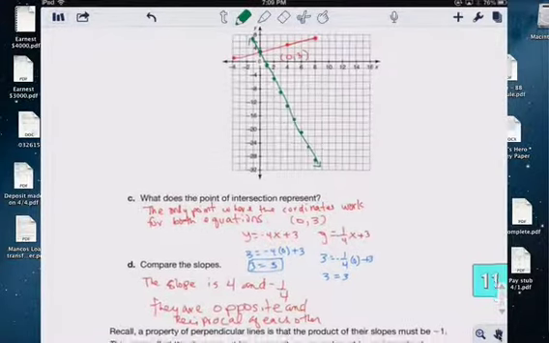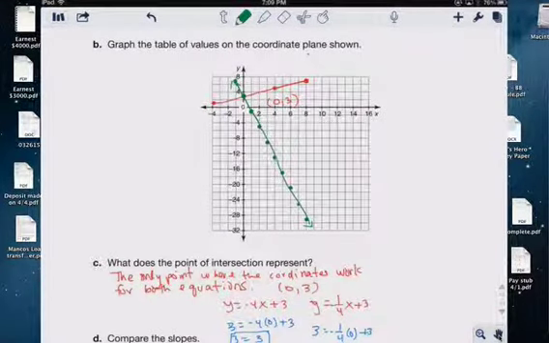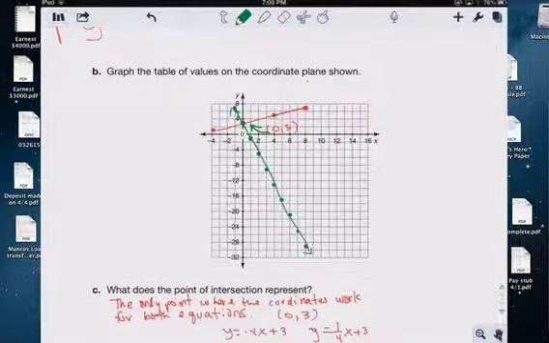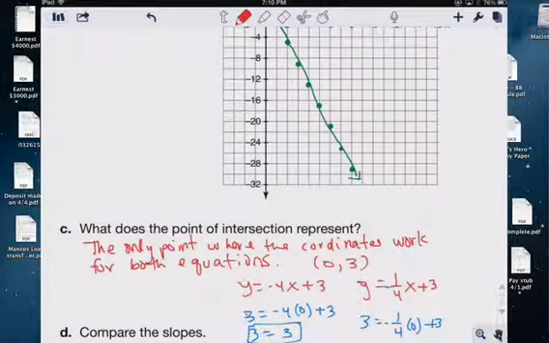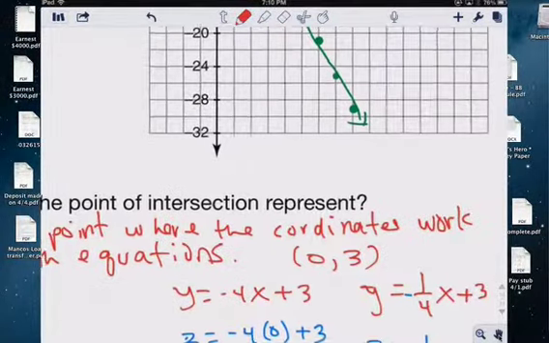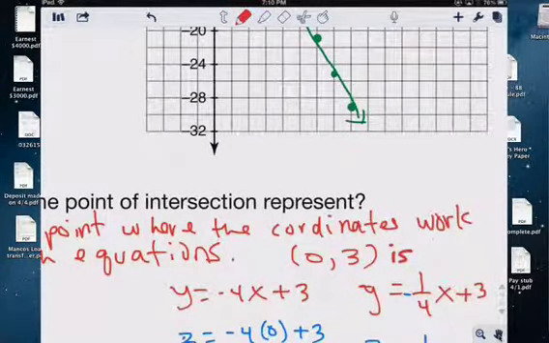Where does the point intersect? At 0, 3, right there. What does the point of intersection represent? The only point where the coordinates work for both equations, which is called the solution. This 0, 3 is the solution.